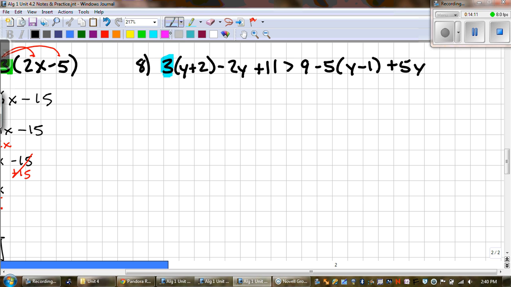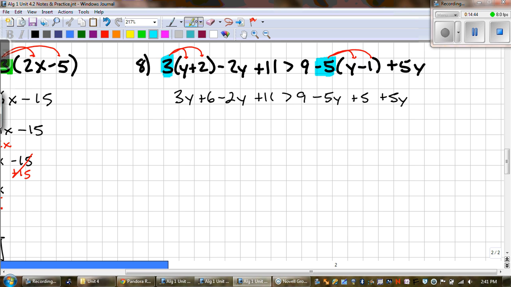On the left side, this is the first thing we want to do, is we want to distribute the 3. And when you do that, you get 3y plus 6 minus 2y plus 11. All of that stays the same. The 9 stays the same, but then once again, we have to distribute, and you're distributing the negative 5. Okay? So you get negative 5y plus 5 plus 5y. Okay?